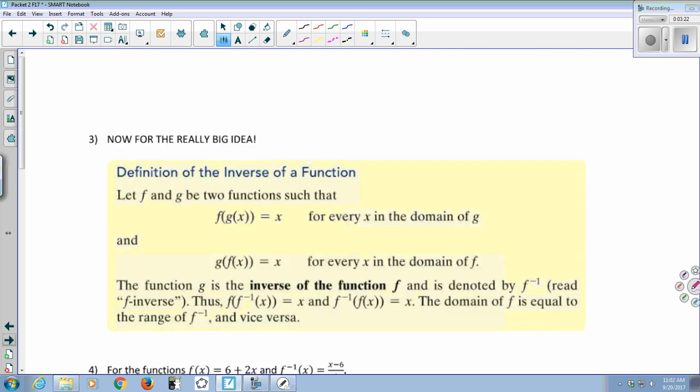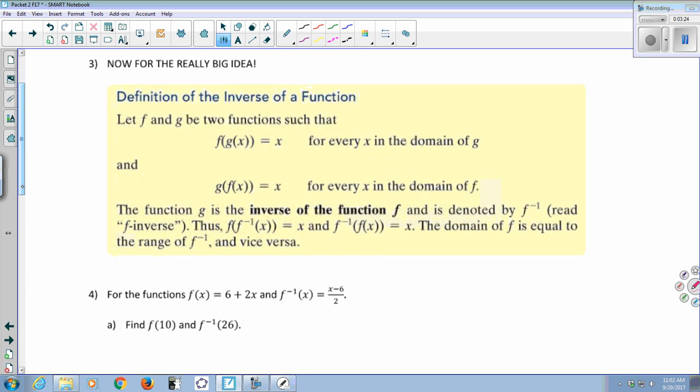All right, so the really big idea here, the definition of an inverse function. f and g are two functions so that when you compose them, you get x, right? So you get a round trip. If you compose your two functions, you get your x back. You plug x into g, plug the result into f, and whatever you plugged in, you get back. Okay, so that's the definition of an inverse function. The two functions create a round trip.